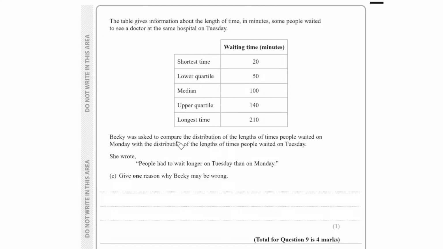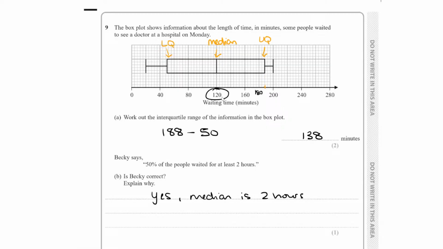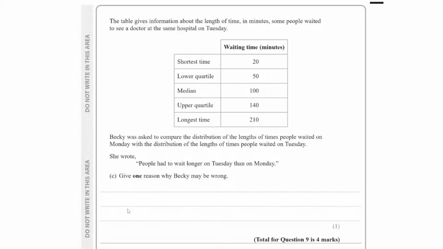So Becky was asked to compare the distribution of the lengths of times people waited on Monday with the distribution of the lengths of times people waited on Tuesday. And she wrote, people had to wait longer on Monday than on Tuesday. Give one reason why Becky may be wrong. I was just comparing those figures. So for example, the median here, I think that's the most obvious one, is 100 minutes, which is less than 120 minutes, isn't it? And the median is kind of like an average mark, isn't it? So I just went with that.